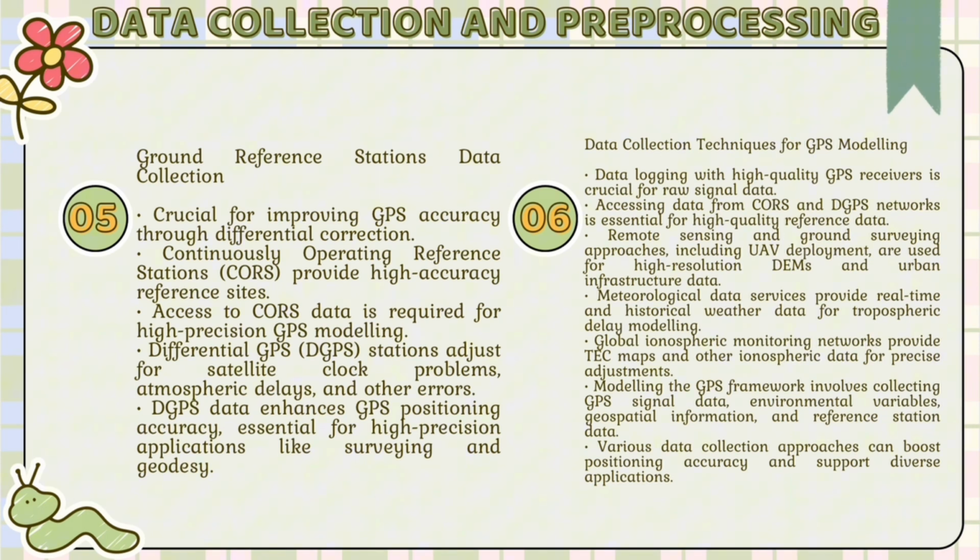Meteorological data surveys provide real-time and historical weather data for tropospheric delay modeling. The Global Ionospheric Monitoring Network provides TEC maps and other ionospheric data for precise adjustment. Modeling the GPS framework involves collecting GPS signal data, environmental variables, geospatial information, and reference station data. Various data collection approaches can boost positioning accuracy and support diverse applications.